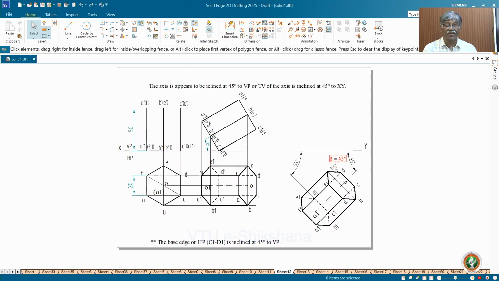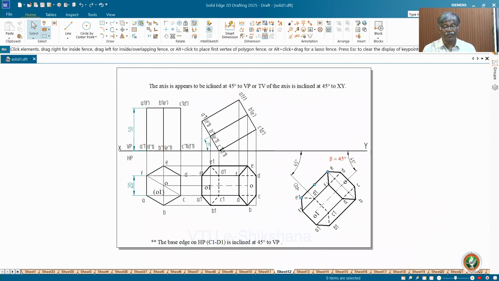Okay, given angle. But geometrically, if you look at this, if this is 45, this C1 D1 is mutually perpendicular to this. Now I can have the question for this same answer. Instead of identifying this as 45, if you take this as 45, C1 D1, if you dimension C1 D1 45, that means true length and true inclination. You can say the base edge on HP, that is C1 D1, that is inclined at 45 degree to VP.